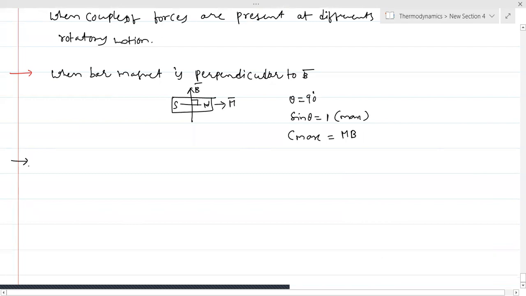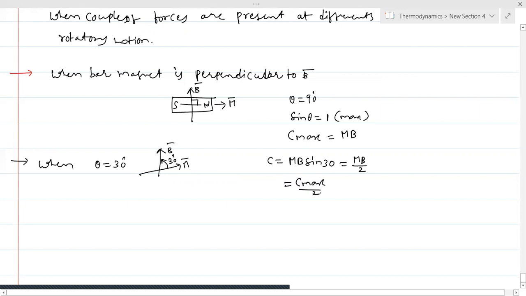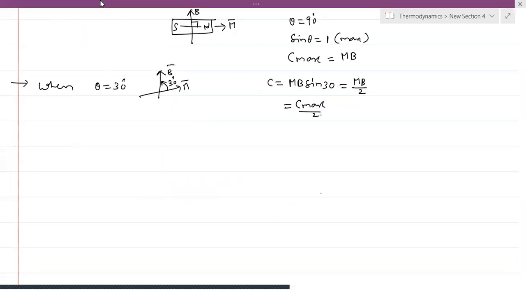And for example, when theta is 30 degrees, theta being the angle between the external magnetic field and the bar magnet, that is M bar, so the angle between M bar and B bar is 30 degrees. Therefore we take C equal to MB sine 30. That is equal to MB by 2, or equivalent to the maximum couple by 2. And we have very important applications for this couple.